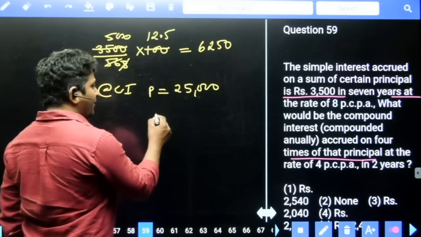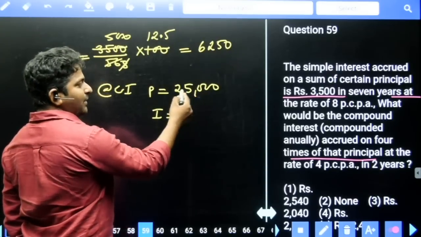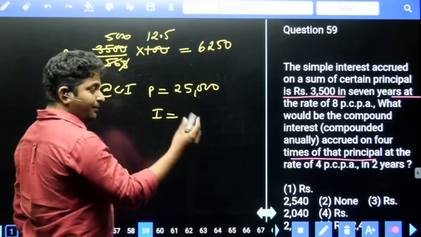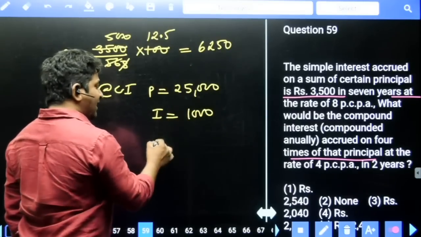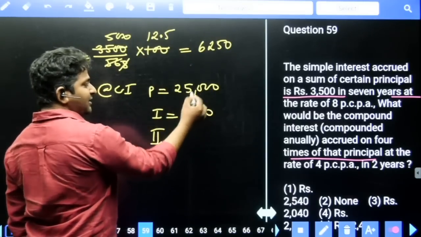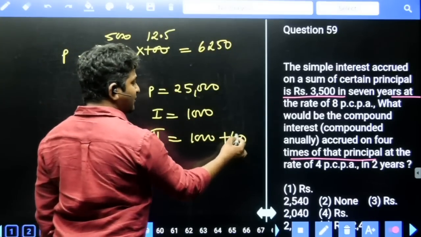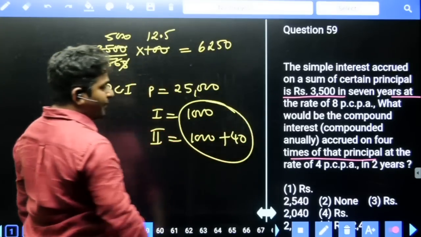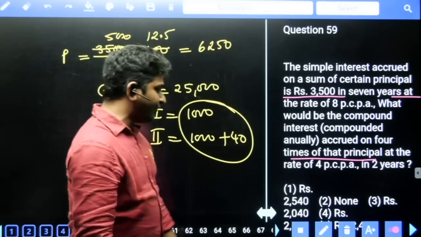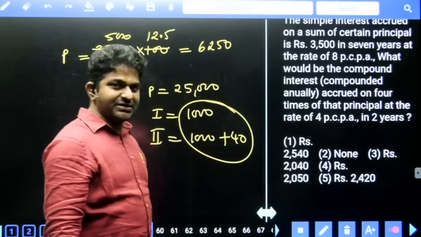Now, first year compound interest, 4% of principal. 1 percentage is 250, 4 percentage is 1000. And in the second year also, you'll get 4% on this number, which is 1000, plus 4% of the first year interest, which is equal to 40. Now, compound interest for 2 years is equal to 2040, which is the third option.